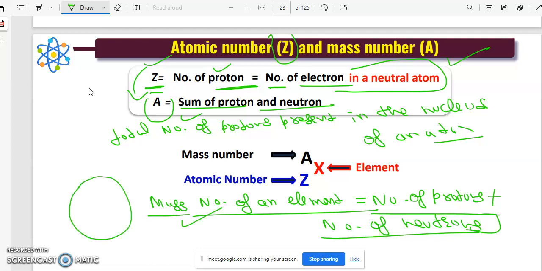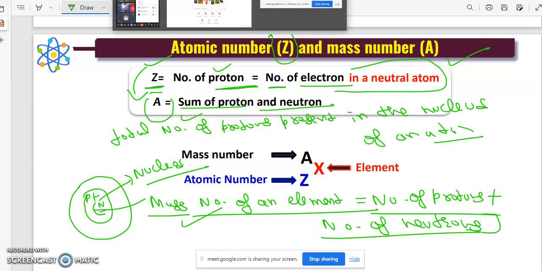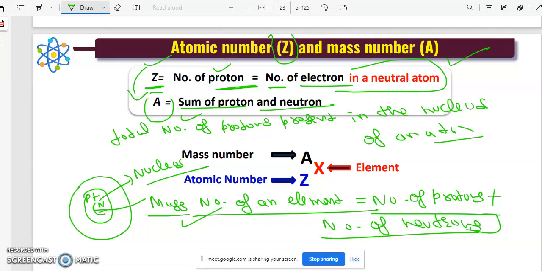So we know that inside the atom, in the center, the nucleus is present. Inside the nucleus, protons and neutrons are there. If I want to give a specific term to the number of protons as well as the number of neutrons present in an atom, I will call it the mass number. So this is the atomic number and mass number.